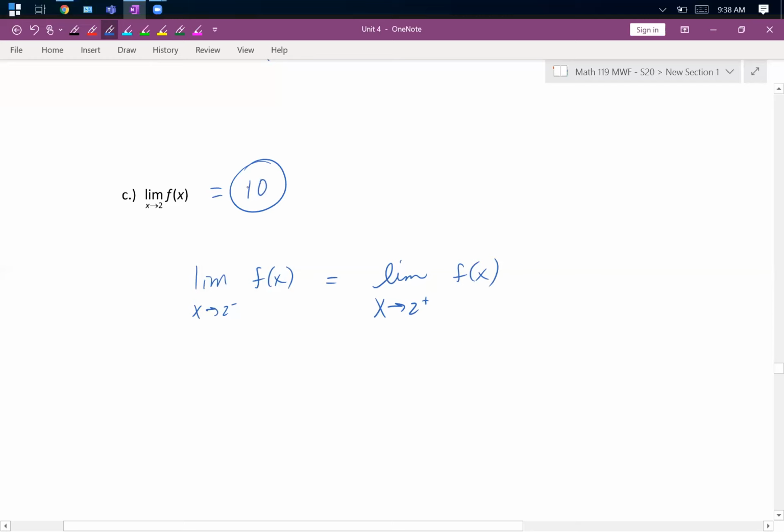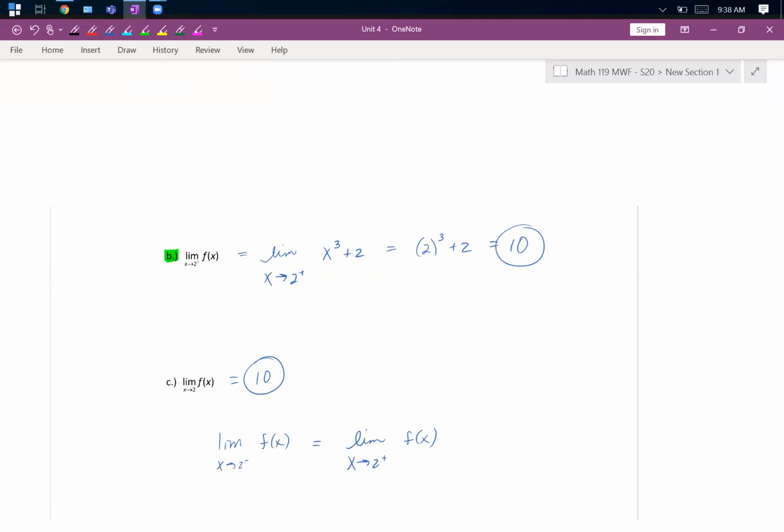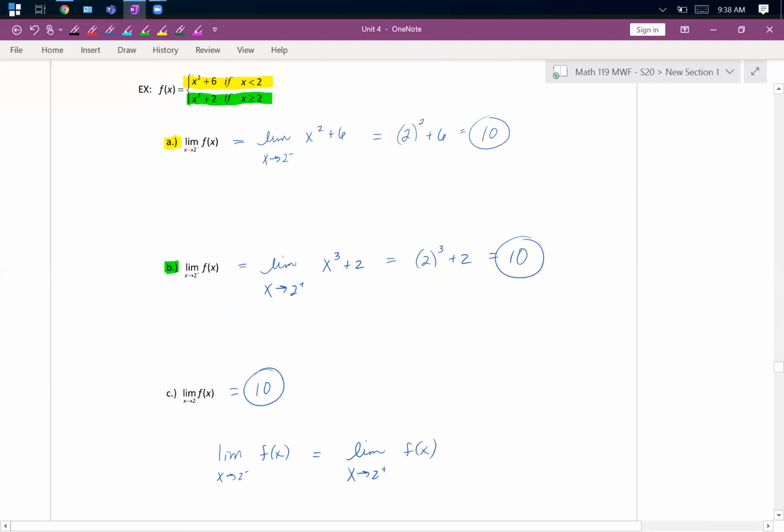So anytime you're asked to find the limit as x approaches a value, and that value is where your piecewise function splits, you've got to do your left and right hand limits and then compare. Questions at all on that?